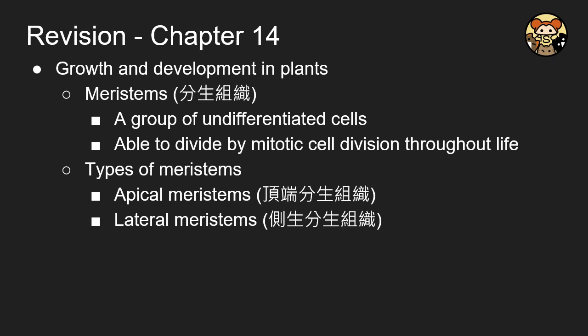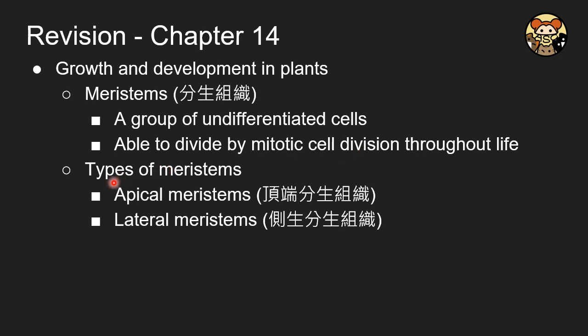So in order to result in growth and also development, the plants will have the meristem. This is a group of undifferentiated cells, and they are here to divide by mitotic cell division throughout their life. Because for mitotic cell division, all the daughter cells will be identical to the mother, which are also undifferentiated. So as the cells migrate, they will become differentiated.